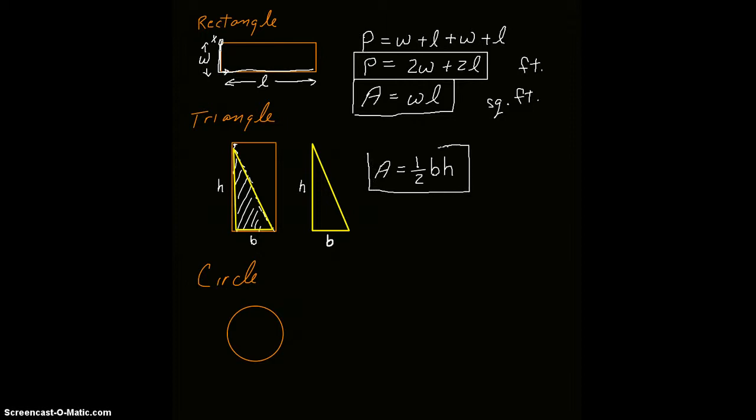We're not going to worry in this course about the perimeter right now of a triangle. But this is another formula you need to memorize. However, it's easy to memorize. It's just half a rectangle.